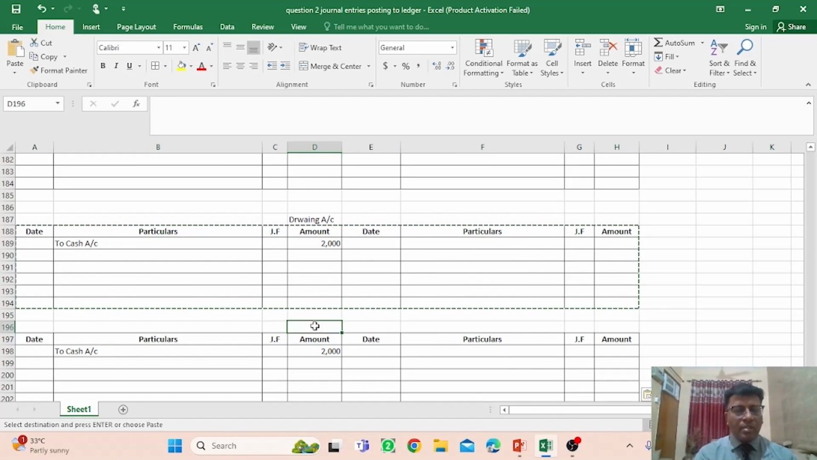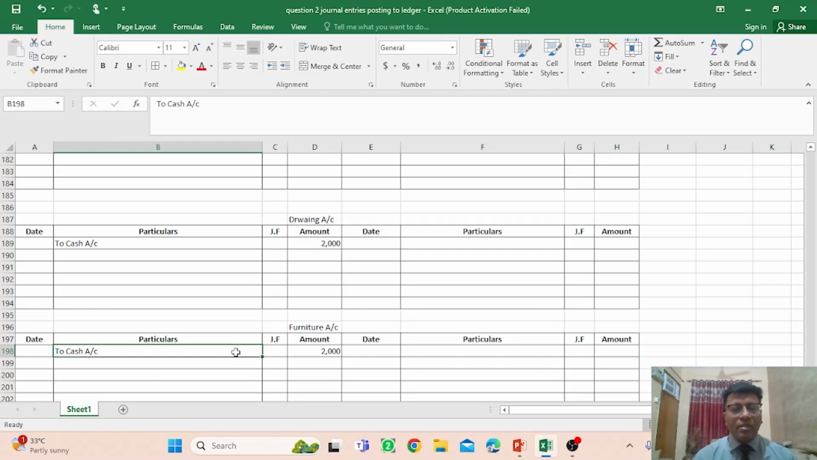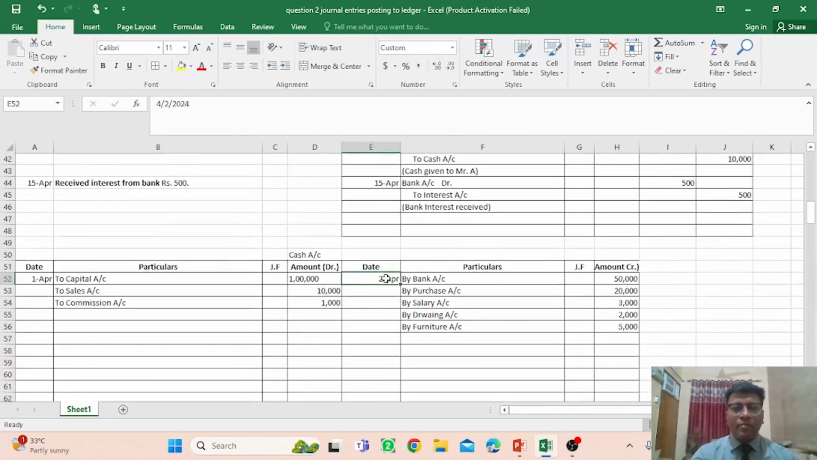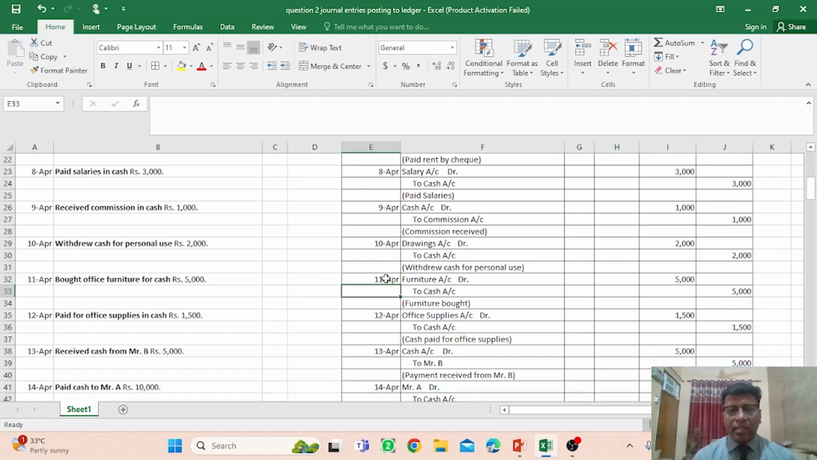And furniture account. Okay, so every account is to be opened, and you have to mention that 5,000 rupees. So we have to mention that furniture was purchased for rupees 5,000, so you need to correct the amount, rupees 5,000. Okay, so furniture account is opened over here, and again we check this, what was the exact transaction.